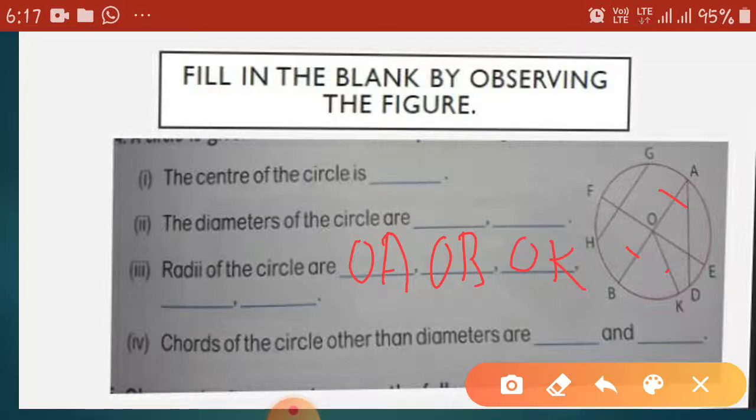And yes, that one is OF, and one more is OE.